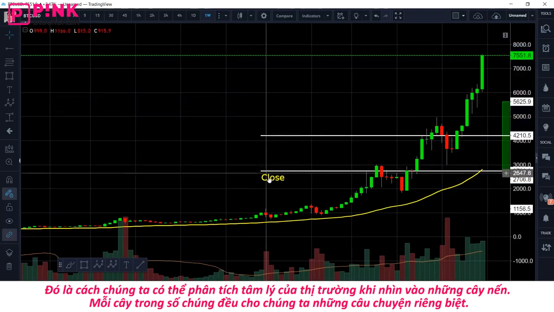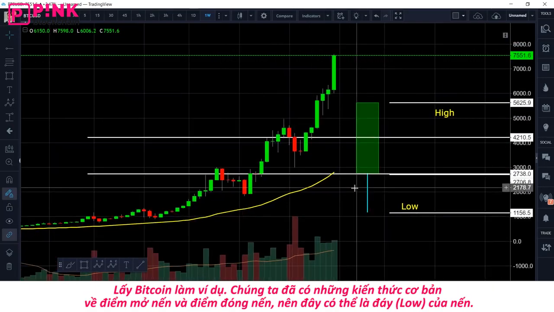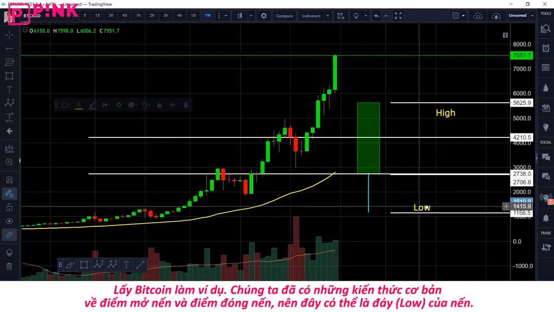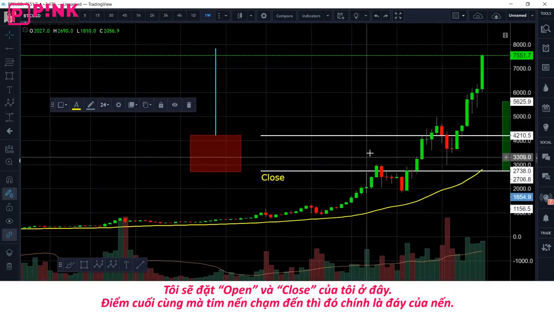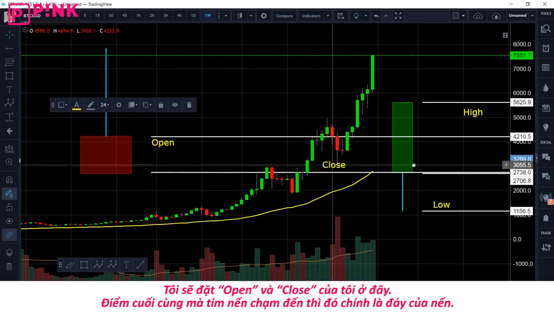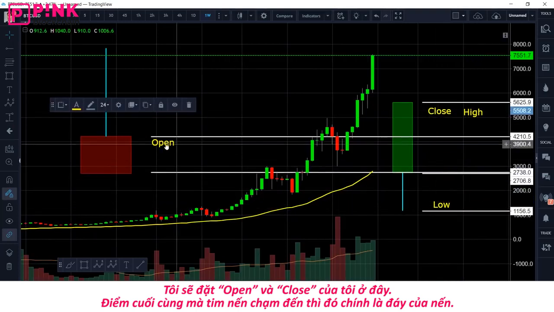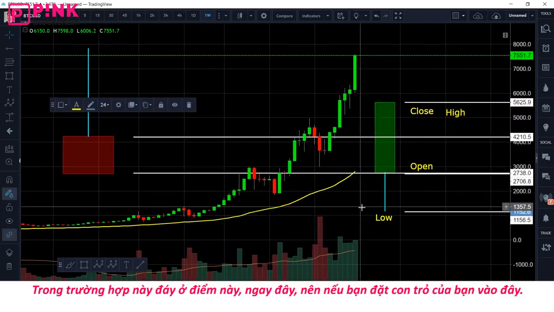So that's how we think of the market psychology behind the candle, and that's why it can really, really tell a story. Now, let's look at Bitcoin, for example, okay? Now that we have an average idea of what an open and a close is for the candle, this would be the low of the candle, right? I'm just going to get my open and close here. So wherever the last wick or the body is, that's where the low of the candle is, right? That's where the low is right here at this point.